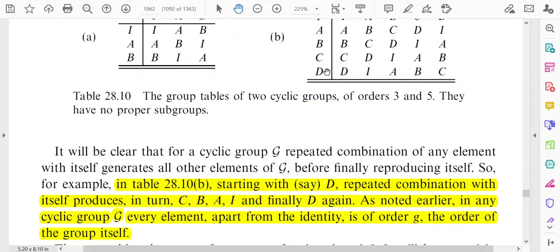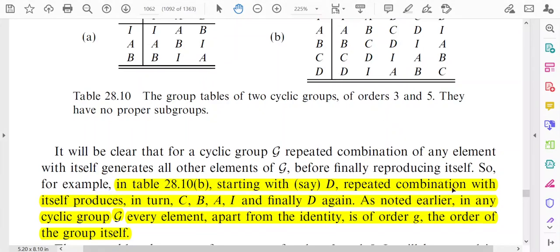Suppose you want to combine d with itself. Then step by step it will give you the values in this way: at first it will give you c, then b, then a, then I, and finally it will give you d. This is actually the property of the cyclic groups.